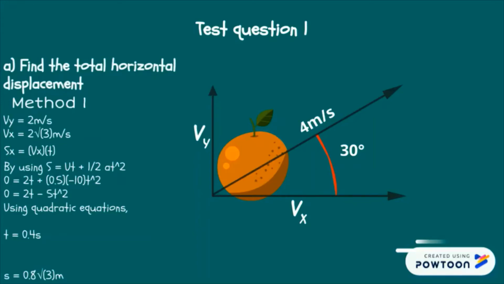And so now we can multiply the time by the initial horizontal velocity, which is 2 square root 3, and we get 0.8 square root 3 meters as our final answer.